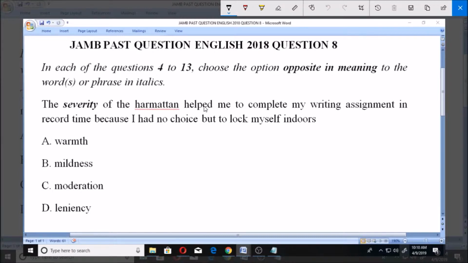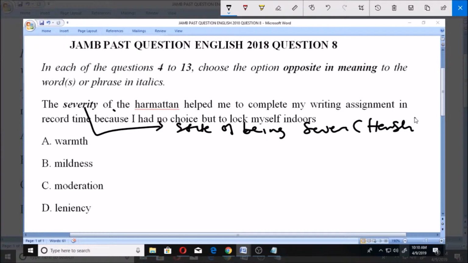But before we affirm that option B is the answer, it will be good we know the meaning of the other words. So let's look at the first word, severity, which is the word we are looking for the opposite meaning of. It means the state of being severe or harsh. So severity simply means the state of being severe, and being severe simply means being harsh. So if the weather is harsh, it is severe.